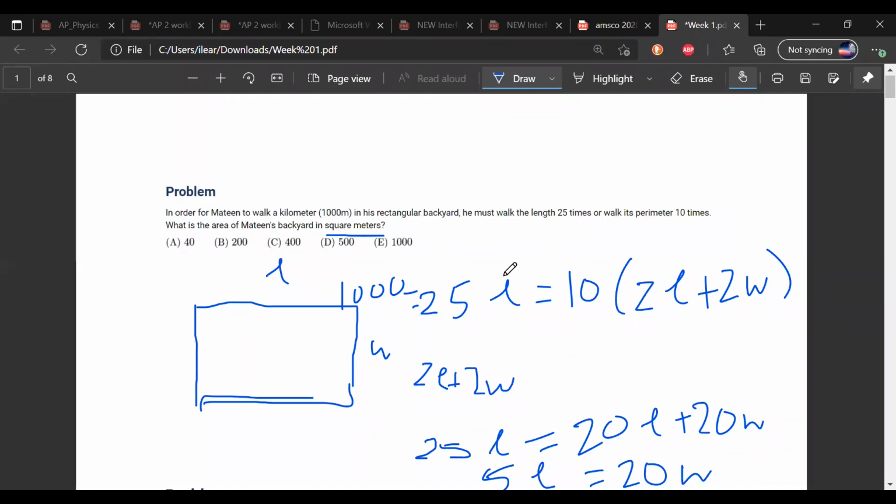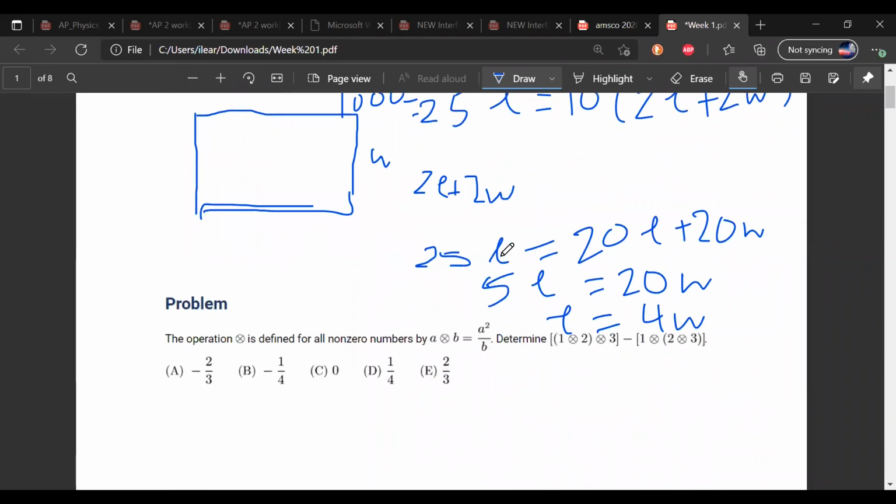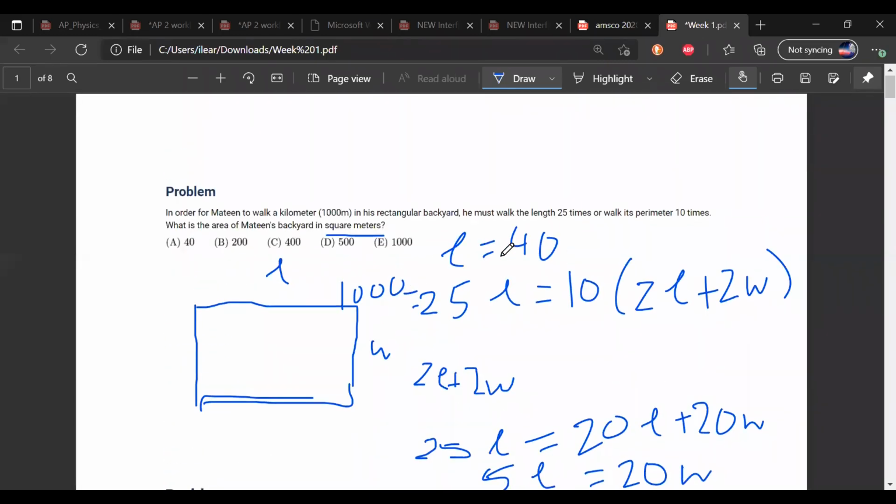All right. So we have 25L is equal to 1,000. So if we just divide 1,000 by 25, then we get that L is equal to 40. Right, so if L is equal to 40, then what is W? That means W is equal to 10 meters.